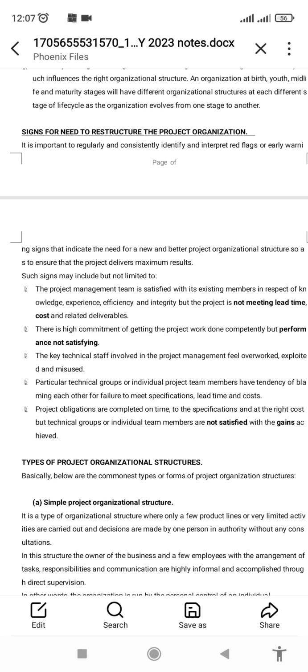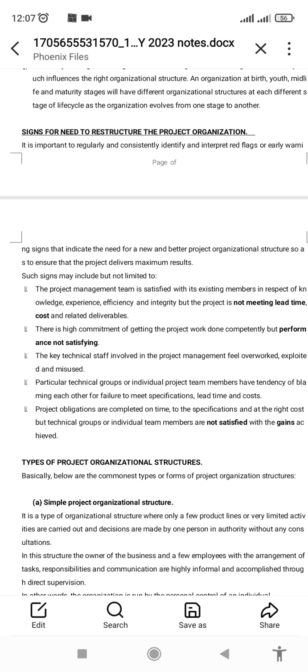Next, if the particular technical groups or individual group team members have a tendency of blaming each other for the failure to meet specification, lead time, and cost. I'll repeat: if the particular technical groups or individual team members have a tendency of blaming each other for failure to meet specification, time, and cost.